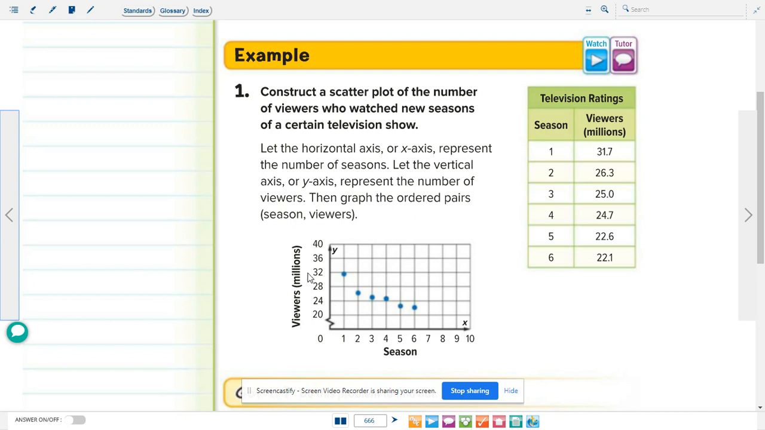Now, this is already all drawn for you, but typically you would have to create this whole thing yourself and decide which variable goes on which axis and which one makes sense. So you just have to talk yourself through that. Which one is affecting which one? Okay, so the number of seasons affects the viewers, and as the seasons increase, the viewers decrease.